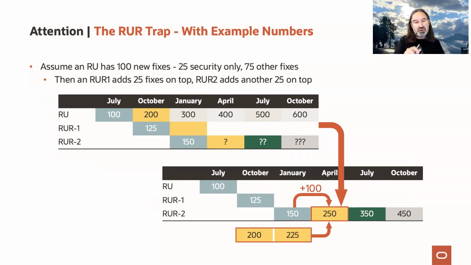Now, the RUR adds, we go to the bottom of the slide. So we start with 100 in July. In October, we add just 25 because only security fixes. And in January, another 25. So we are at 150. And now with this logic, you would think, oh, and in April, I'm at 175, right? Because you add only security and regression fixes. This is not true, because now you secretly consume the RU from October, the 6-month-old RU. So you jump by 100 fixes.